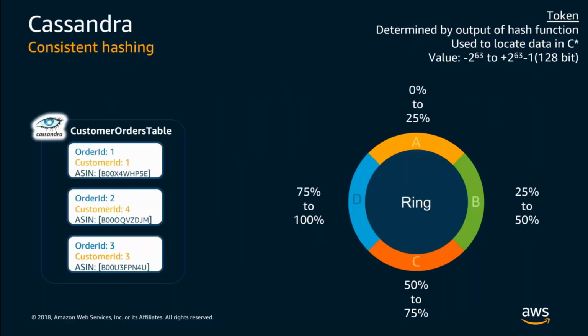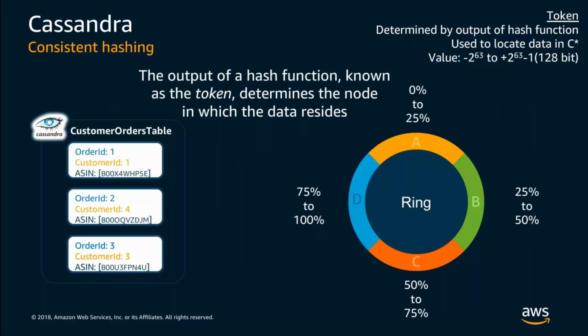Cassandra uses a consistent hashing scheme. So what they have is a hash function that you get to choose. There is one chosen for you by default. And its output, you can consider it to be kind of pseudo-random or random-like. It doesn't have to be completely random. And the output of that is called a token.